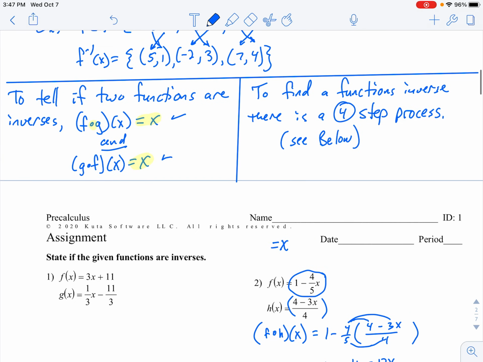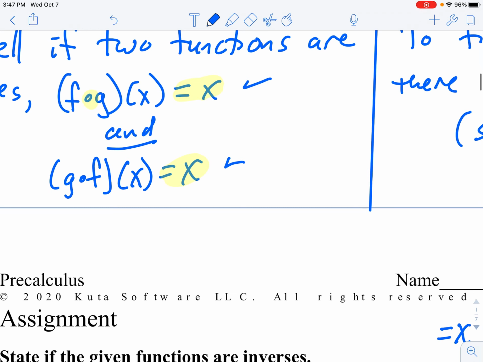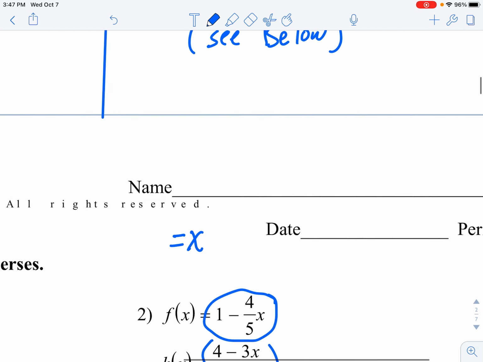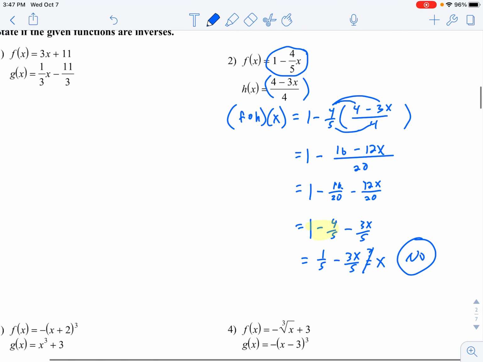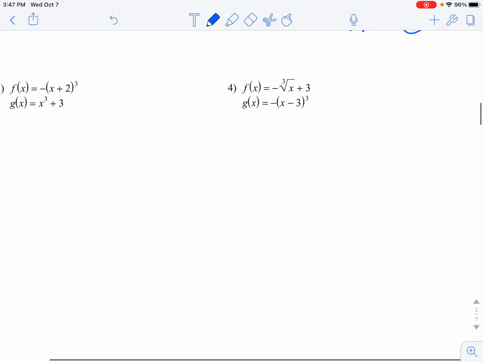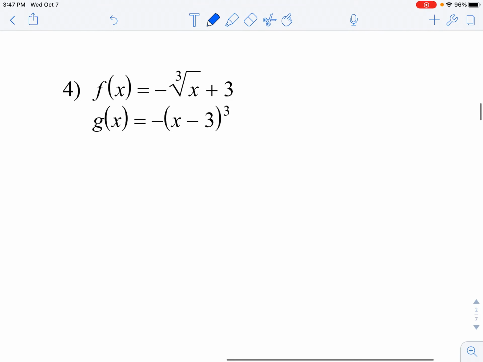Remember, in order to be inverses, they both have to simplify to equal x. If one of them fails, you're done with your work. So no answers are usually the easier answer to get. All right, let's look at number 4. Are these two functions inverses?